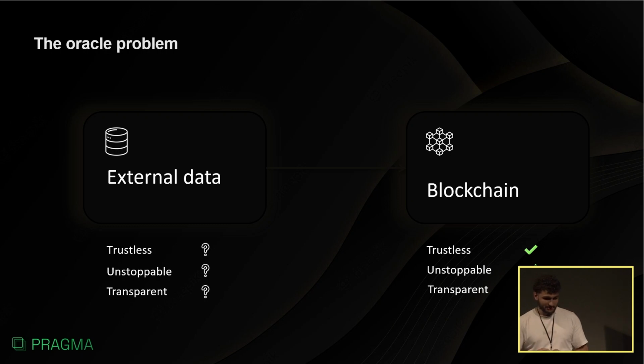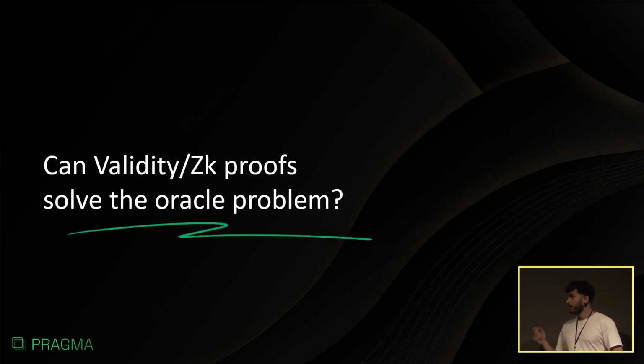There's a bunch of oracles that are trying to solve this problem with different approaches. I'm going to try to explain what validity proofs and ZK proofs are bringing to this equation, and how we can better solve the oracle problem with validity proofs. So, can validity proofs solve the oracle problem? The short answer is it cannot solve the entire problem, but we can remove some vectors of attack in the oracle design.